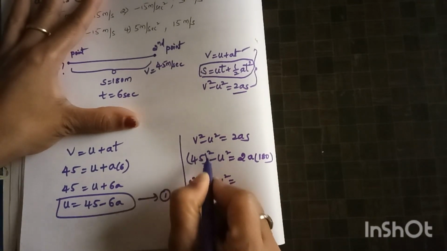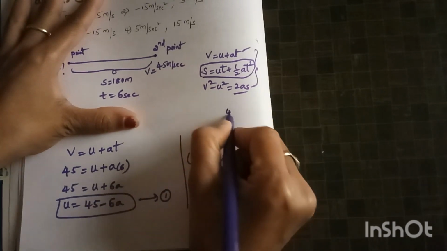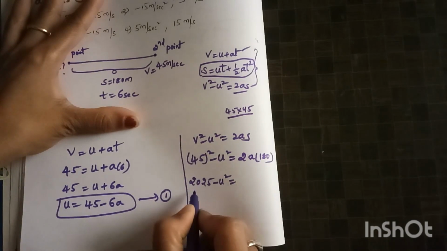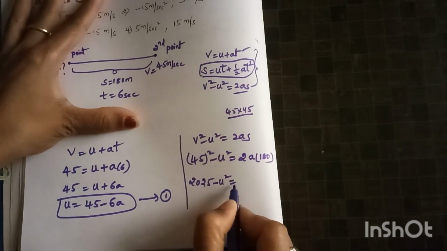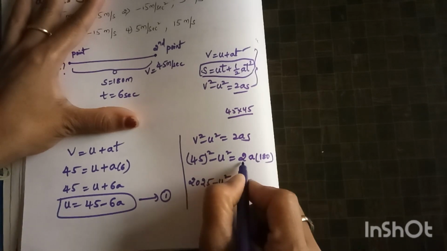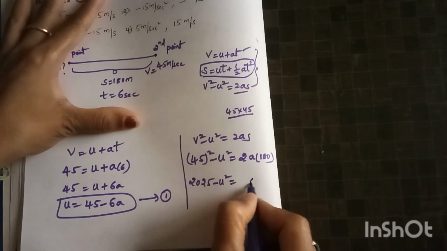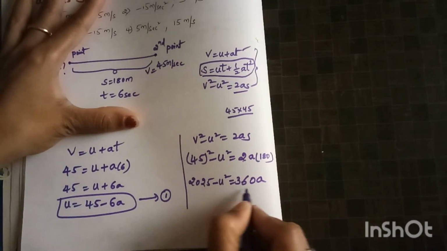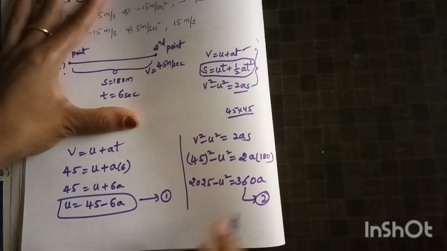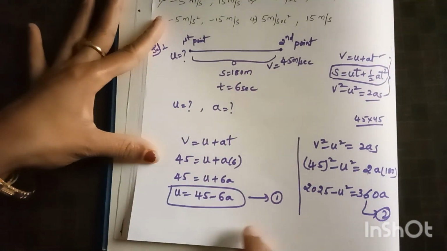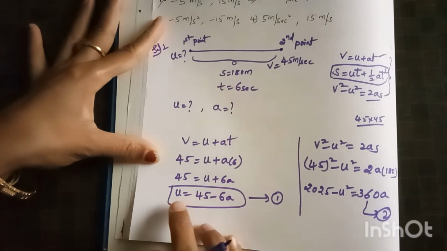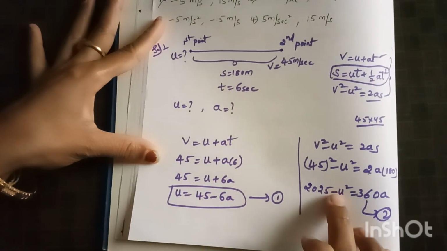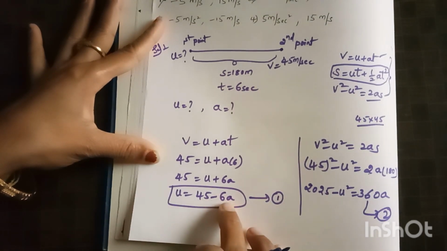So 45 whole square means 45 into 45, we will get the value 2025, minus u square equals 2a into 180. 180 into 2 we get 360a. So consider this as equation 2. To get the values of u and a, substitute 1 in 2. So in equation 2, in place of u, you are going to substitute 45 minus 6a.